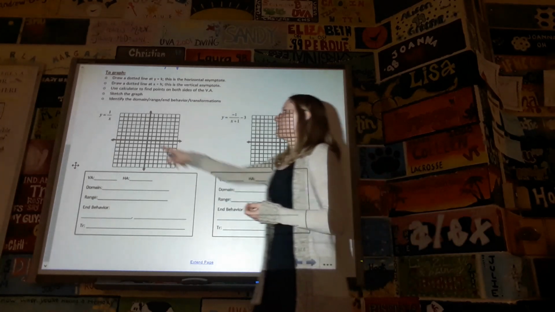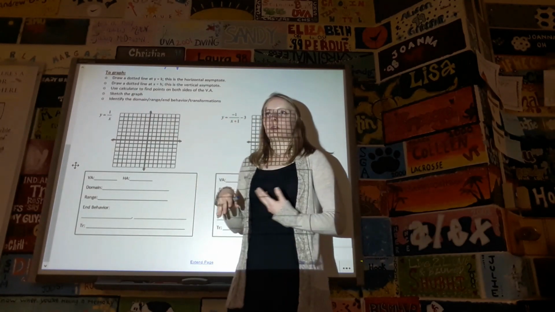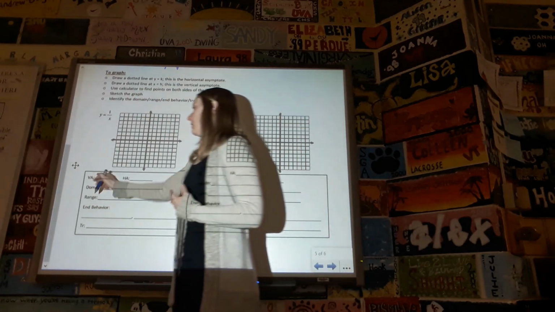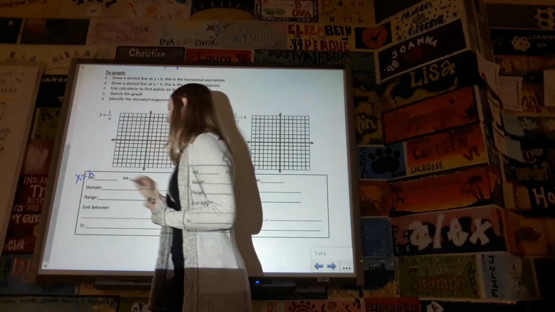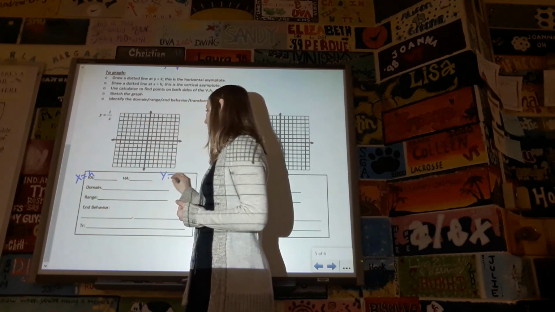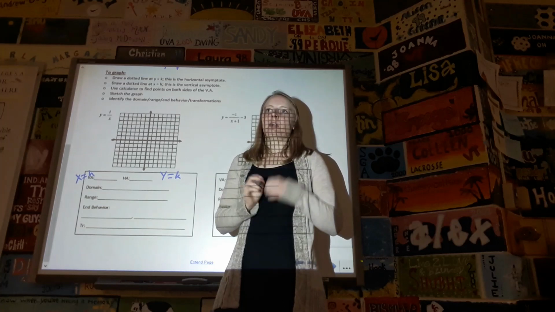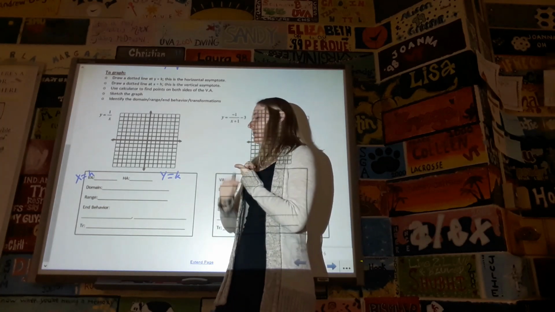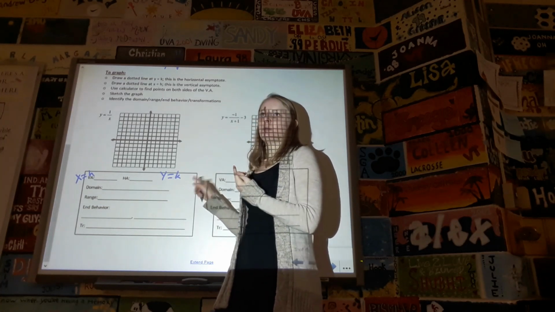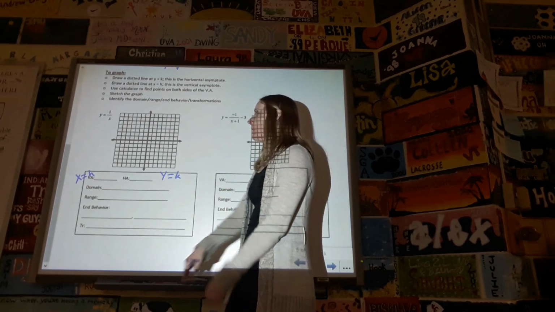Okay? So the first thing you want to do is set your boundaries and find your asymptotes. All you have to do is find your vertical asymptote, which is x equals h, and your horizontal asymptote, which is y equals k. I will be consistently abbreviating them VA and HA. So that's what I mean by those.